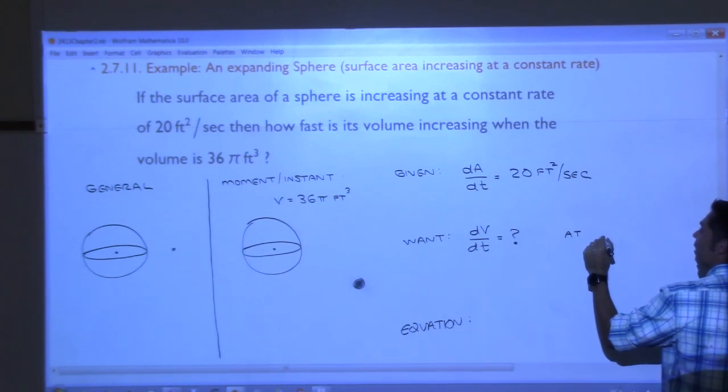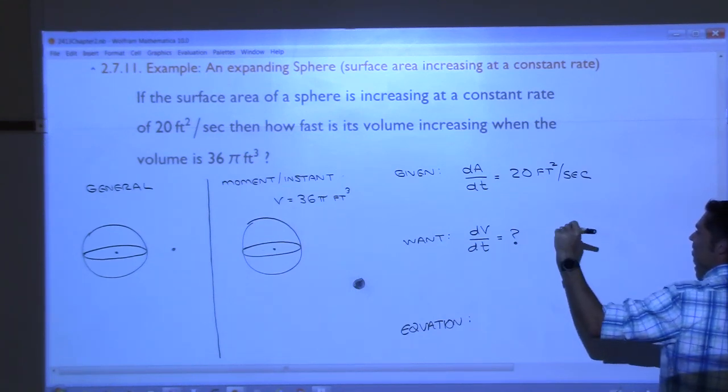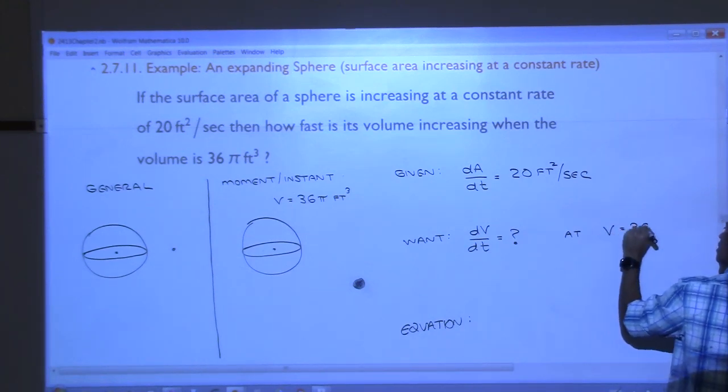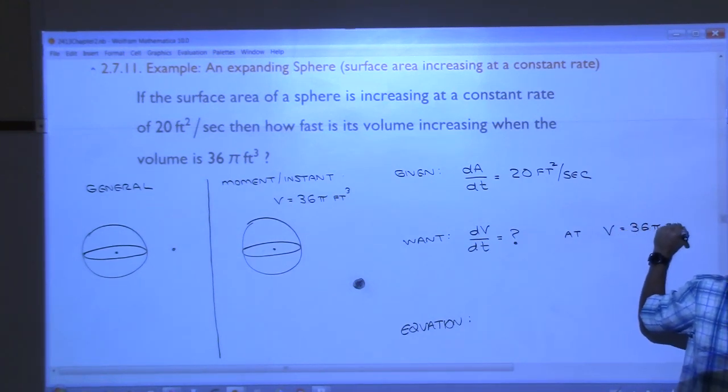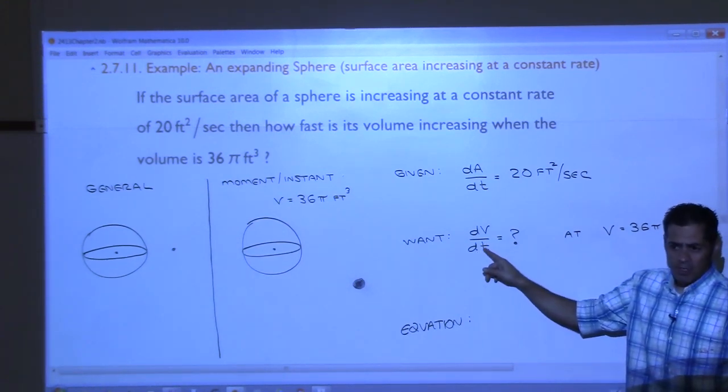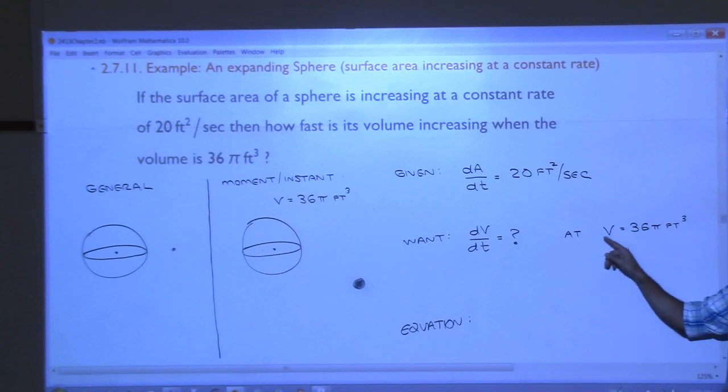Is it volume or area? When I took that snapshot, at V equals 36 pi cubic feet. So I want to know how fast the volume is changing with respect to time at exactly the moment that the volume is 36 pi. Understand? Okay. Now I think I've got a pretty decent setup here.